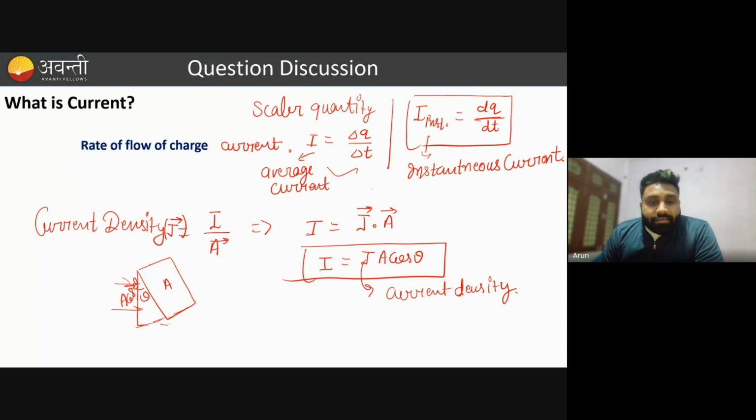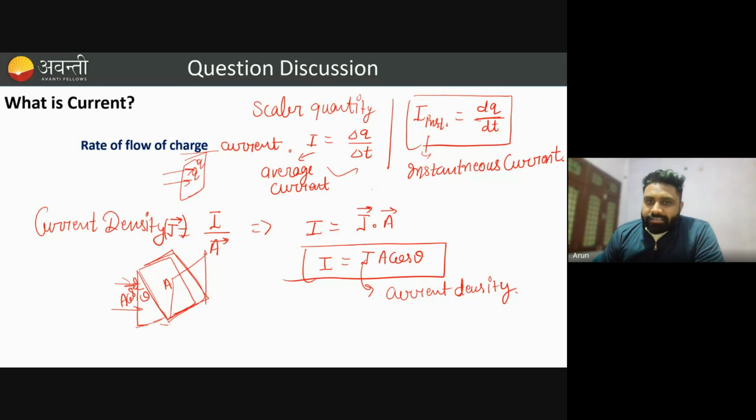After that, we have studied the current density. Current density is nothing but current per unit area. Current density is a vector quantity, yet current itself is a scalar quantity. Always remember that the flow of charge should always pass perpendicular to the cross-sectional area. So if the cross-section is tilted, you have to resolve it into two parts, and only the perpendicular cross-section you will have to take. So this I is nothing but J dot A.